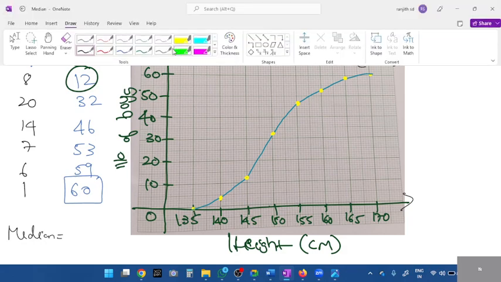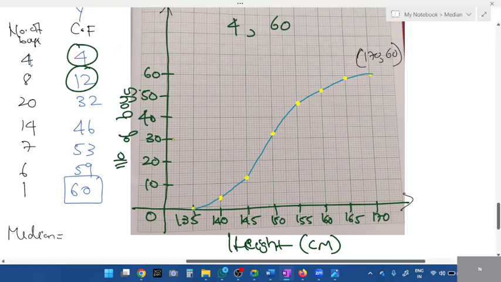Can you see the 30 line? All of you, can you see the 30 line in your graph, students? Respond. Where is it touching? Is it at 150 or less than 150? If you're getting less than 150, I'll teach all the calculation. Draw a straight line. It shouldn't be dotted. Draw a straight line like this.